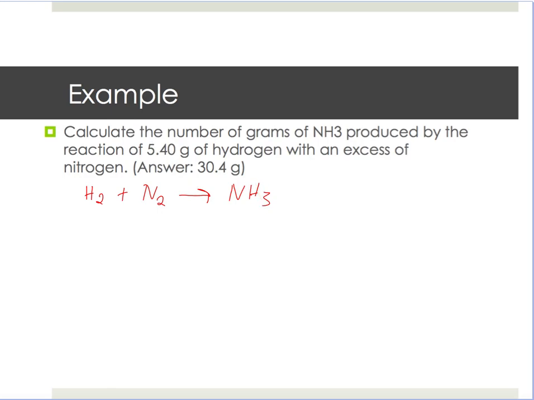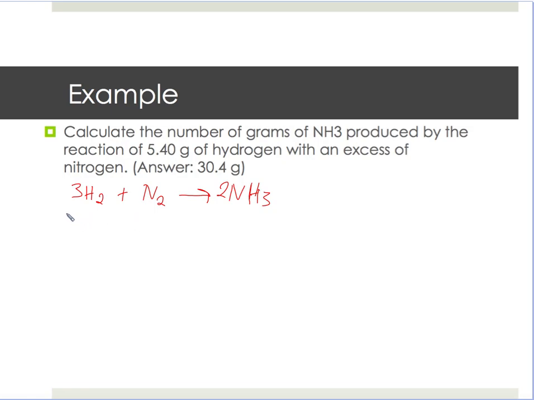Step two is going to be to balance this thing. Okay, so I know that I have 3 hydrogens here and I have 2 on this side. 3 and 2 both go into 6. So I put a 3 here, I put a 2 here. Those are balanced. I have 2 nitrogens and I have 2 nitrogens, we're balanced. Everything's done. Perfect.